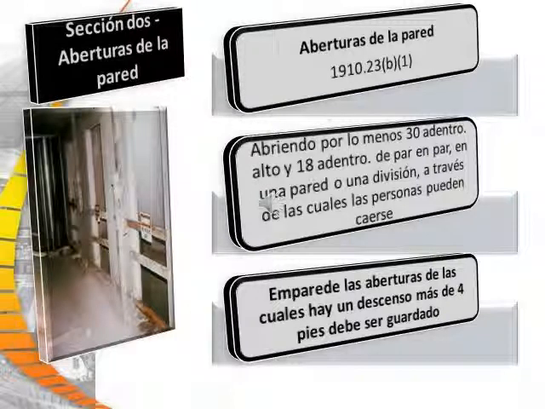Let's talk about wall openings. They're covered under .23(b)(1), which states an opening at least 30 inches high and 18 inches wide in a wall or partition through which persons may fall. A wall opening from which there is a drop of more than 4 feet must be guarded.